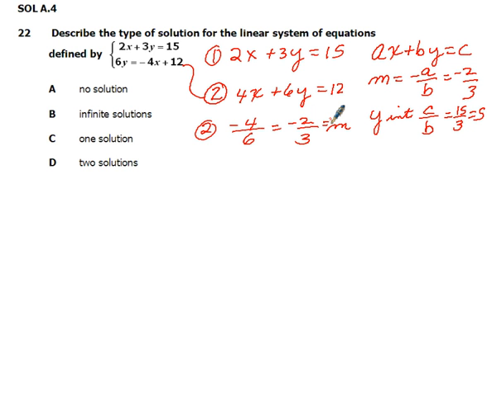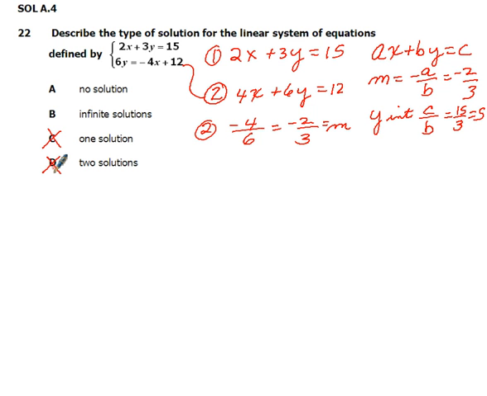So we know that there can't be one solution. We could mark that answer out immediately because they have the same slope. We can also mark out two solutions because these lines will either be parallel or the same line. So there can't be two solutions.